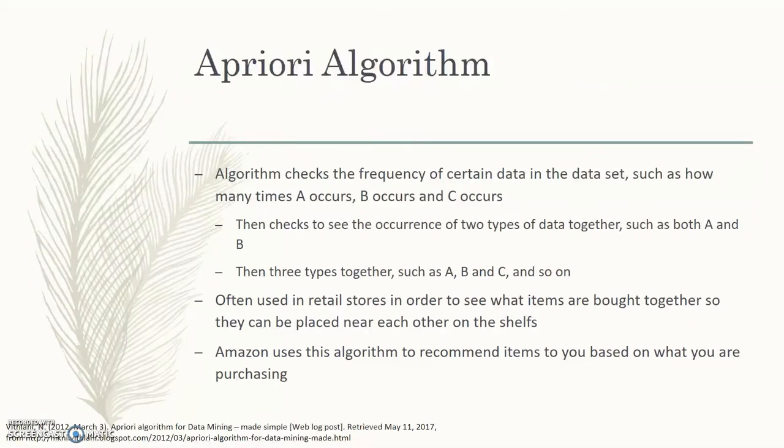And then finally, we have the a priori algorithm. This algorithm checks the frequency of certain data in the data set, such as how many times A occurs, or B occurs, or C occurs. Then it checks to see the occurrence of 2 types of data together, such as both A and B, so where A and B both occur together. Then it moves even further and checks 3 types together, such as A, B, and C together. This is often used in retail stores in order to see what items are bought together so they can be placed near each other on the shelves. Amazon also uses this algorithm to recommend items to you based on what you're purchasing.